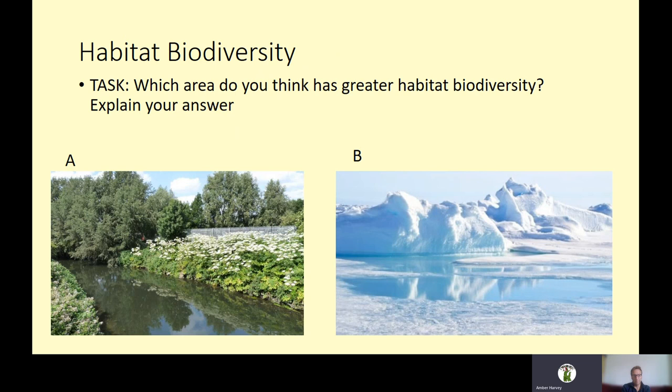We've got the river itself, so we would have species that live on the riverbed and species that live in the river itself. Those are two different habitats. We've got the riverbank, another one, and like you say, the trees and the bushes. With B, presumably it's either the Arctic or the Antarctic, there's not a lot of difference in that habitat. It's pretty much the same. There might be a bit of difference between the water and the ice, but on the whole, it's not much variation. Good.